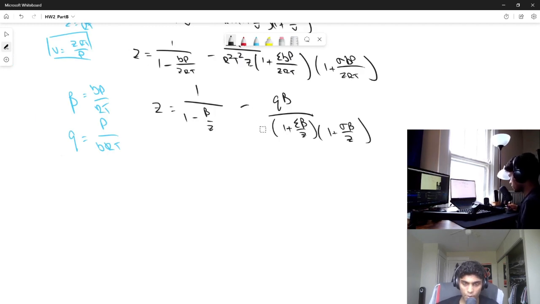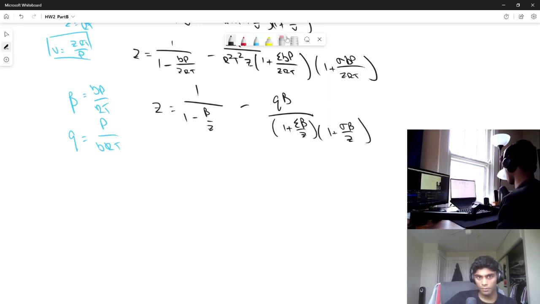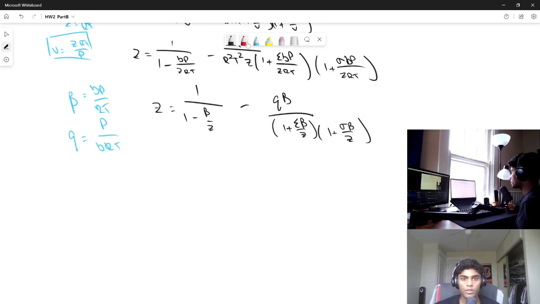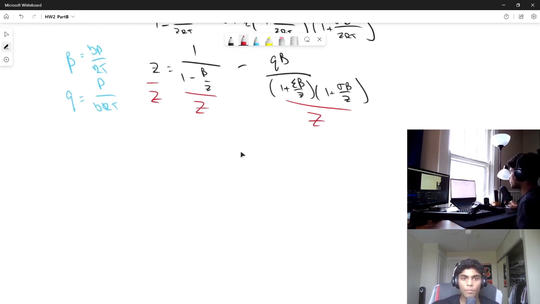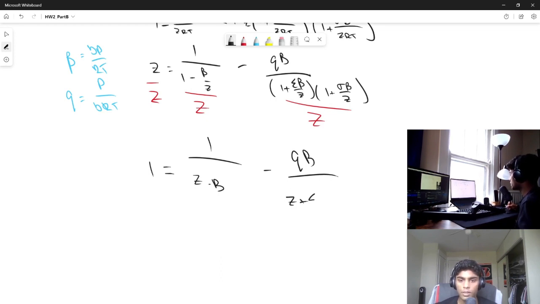Z, whoops. Yeah. So now that that's all settled in, what we're going to end up doing is we're actually going to divide both sides by Z. So we're going to divide all of that. So when we go ahead and simplify that, what we have now is 1 equal to 1 over, this is essentially 1 minus B over Z times Z, so it's going to be Z minus B minus QB over Z plus epsilon B, Z plus sigma B.